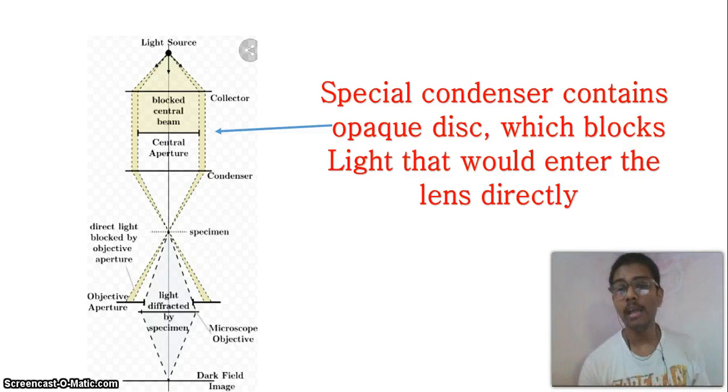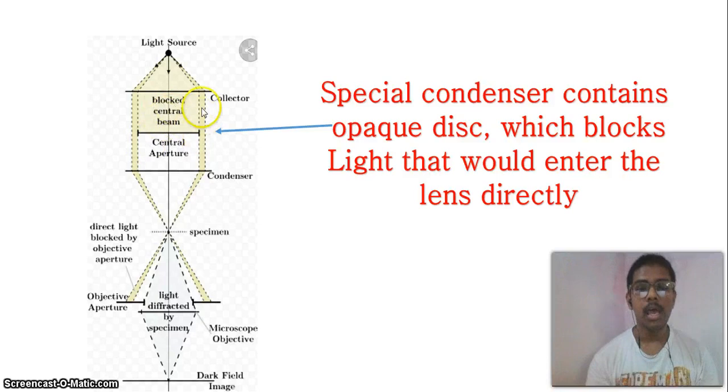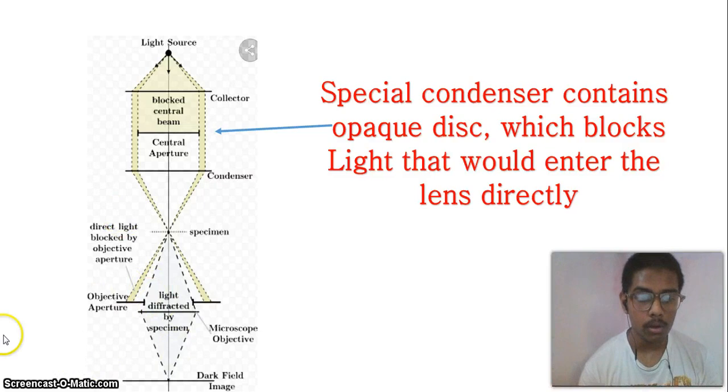So it is a special type of condenser that contains an opaque disc which blocks the light that would enter the lens directly. This blocks all the light that would enter the lens directly. So this light is going to be blocked, and the other light comes and falls on the specimen. Then there is another engineering step, the objective aperture, and this is used to block the other light which comes directly from the normal light source.